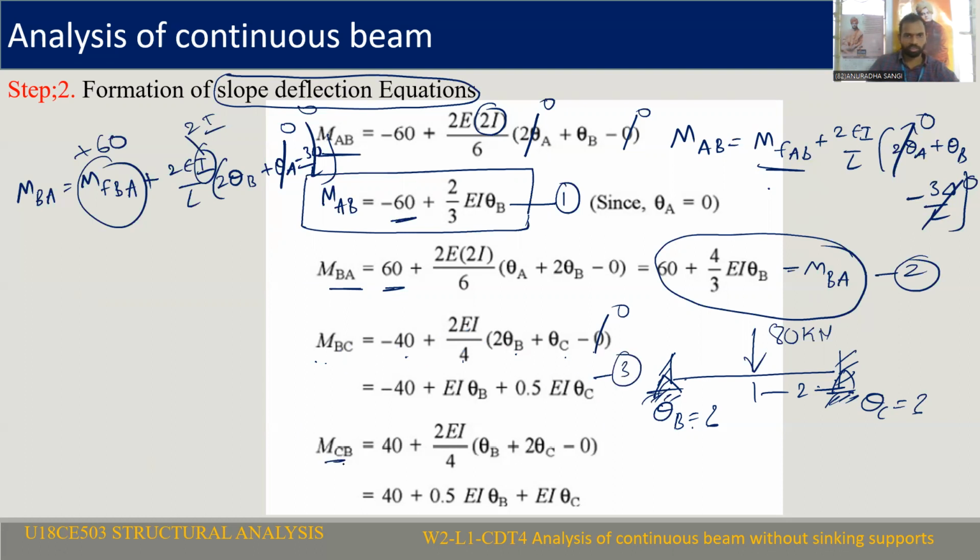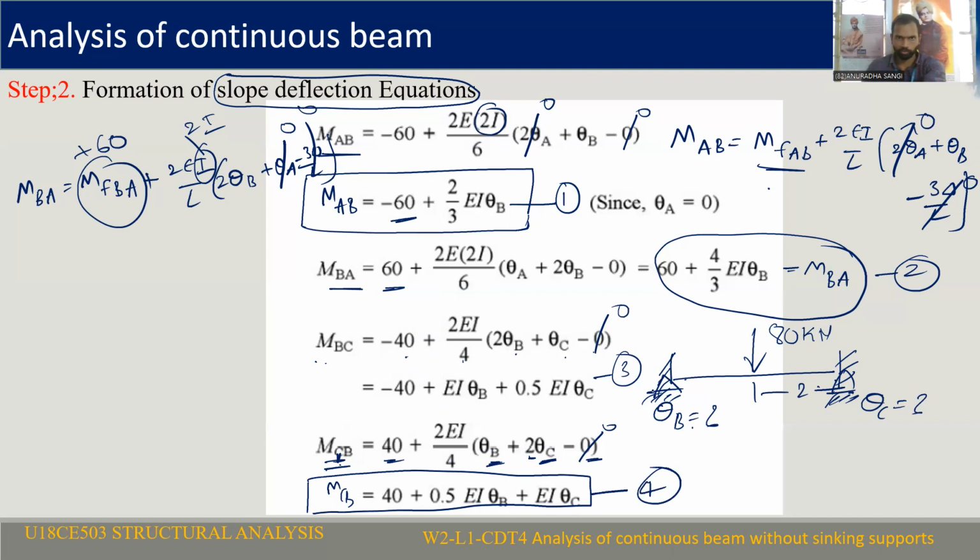Similarly for MCB also. For MCB, the C end gets factor 2 and B gets factor 1. Substitute delta equal to 0, and substitute the MFCB value. Theta B is unknown and theta C is also unknown. You are going to develop another equation, this is equation number 4. So we have developed 4 equations. This is step 2.